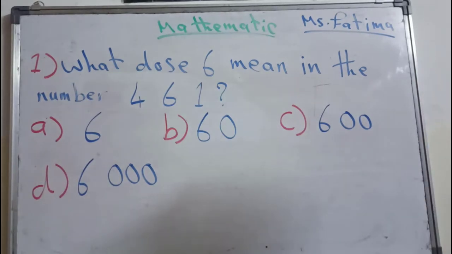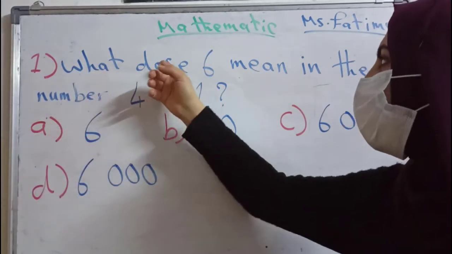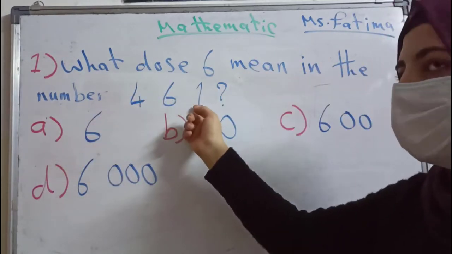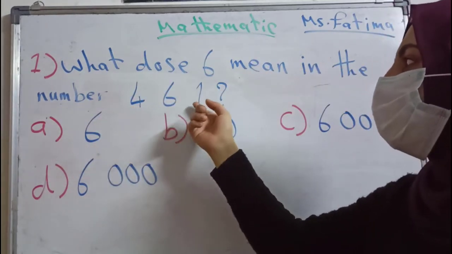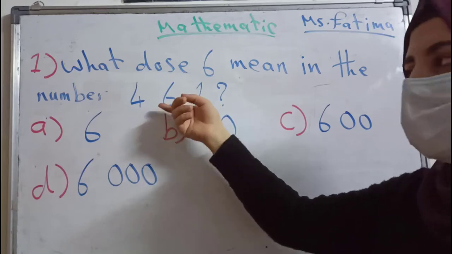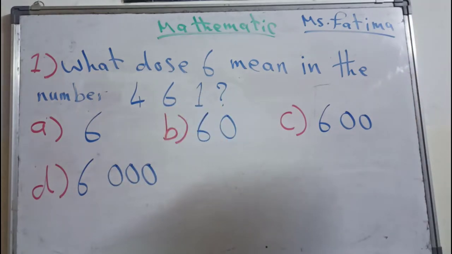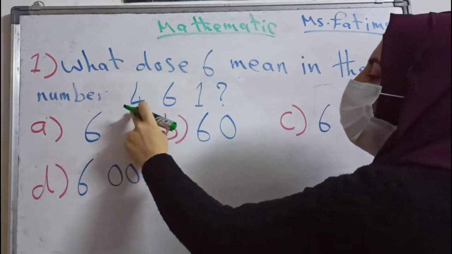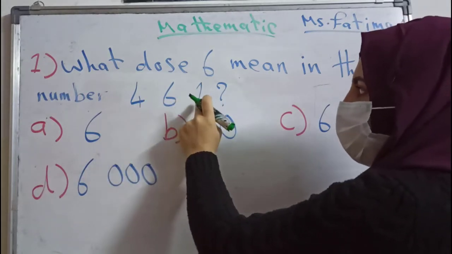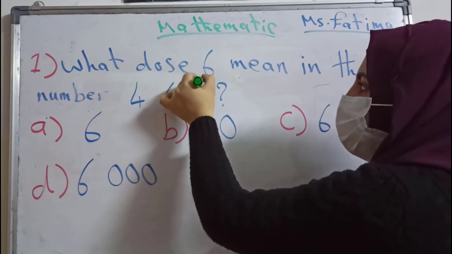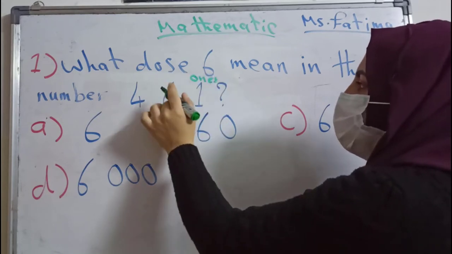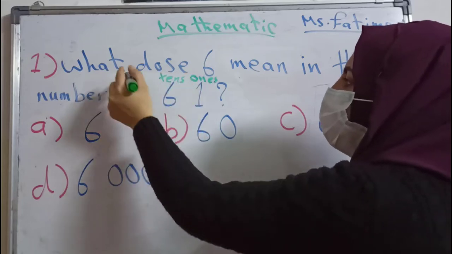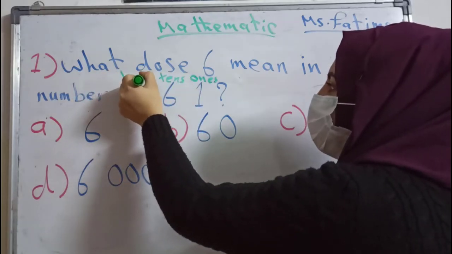In equation 1, tell us, what does 6 mean in the number 461? We have 461. What does 6 mean in this number, students? Let's write the digits of it here. We have 461. 1 is in ones, 6 is in tens, and 4 is in hundreds.